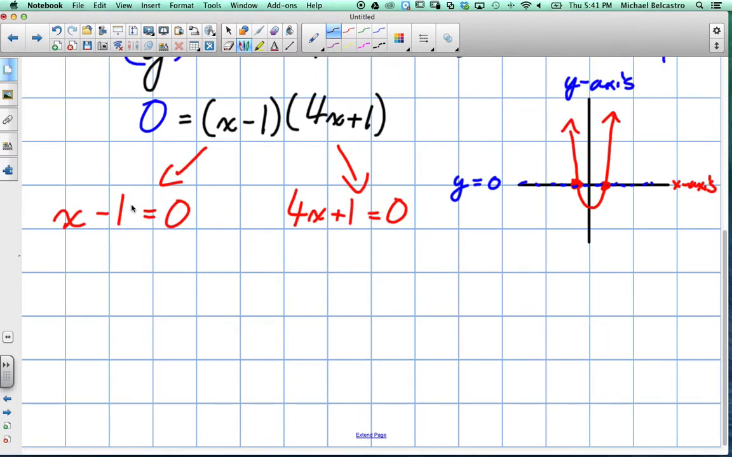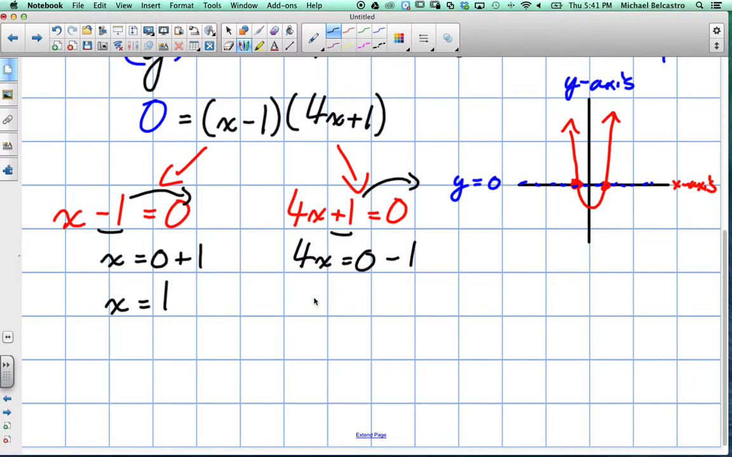So now we do some algebra. I need to isolate for x. When I bring negative 1 to the other side, it becomes x equals 0 plus 1, and 0 plus 1 is just 1. So x is 1. In the other case, it's a little more complicated. We have positive 1. So we bring positive 1 over, and when it comes over, it becomes negative. So we have 4x equals negative 1.